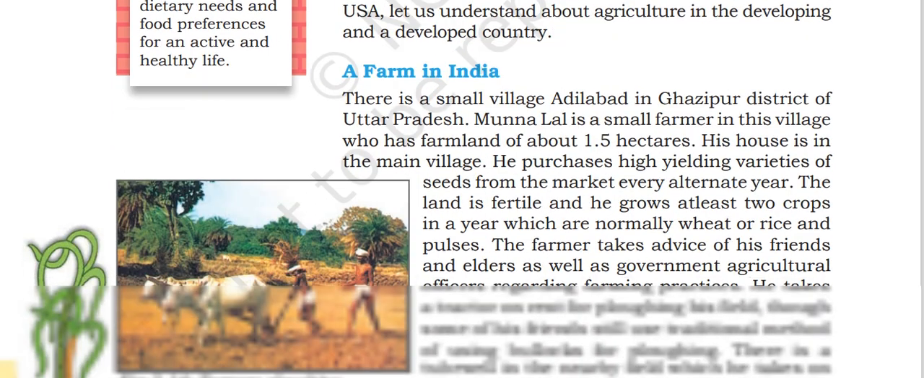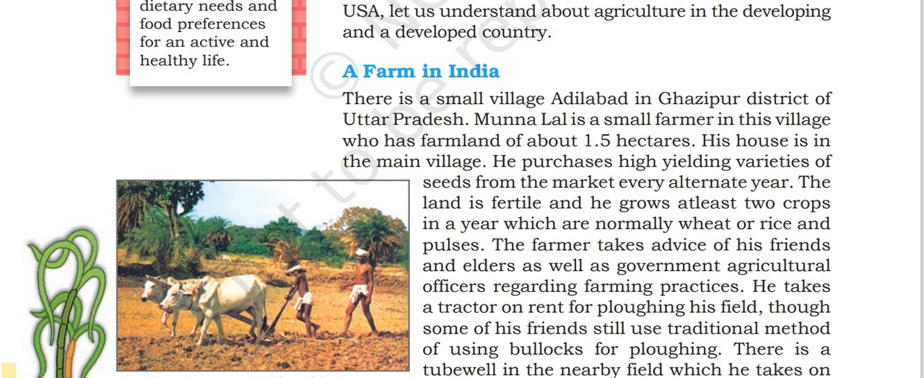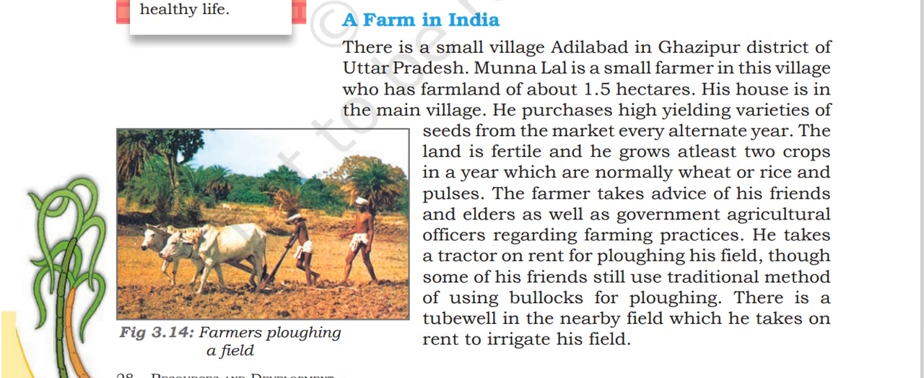A farm in India. There is a small village, Adilabad, in Ghazipur district of Uttar Pradesh. Munna is a small farmer in this village who has a family and about 1.5 hectares of land. His house is in the main village. He purchases high yielding variety seed from the market. Every alternate year, the land is fertilized. He grows at least 2 crops in a year, which are normally wheat, rice or pulses.